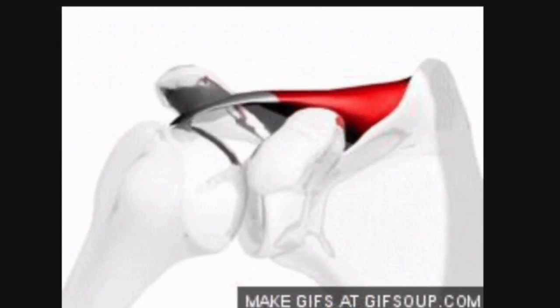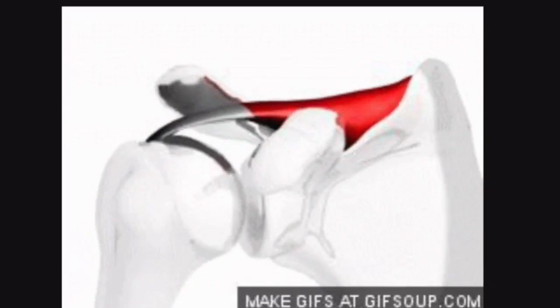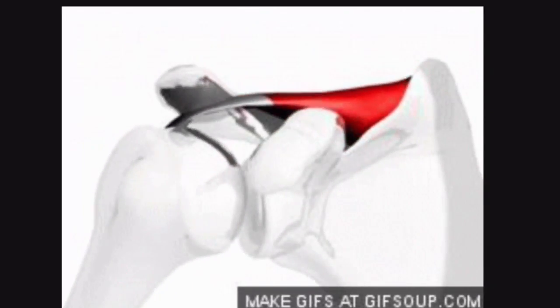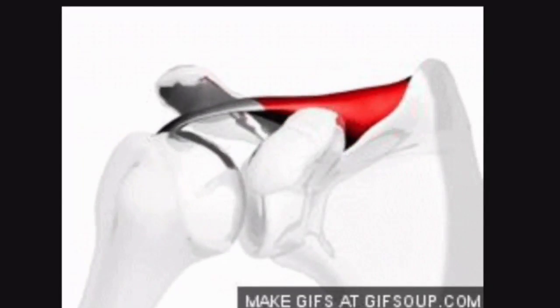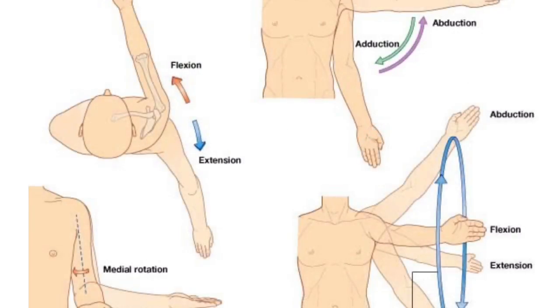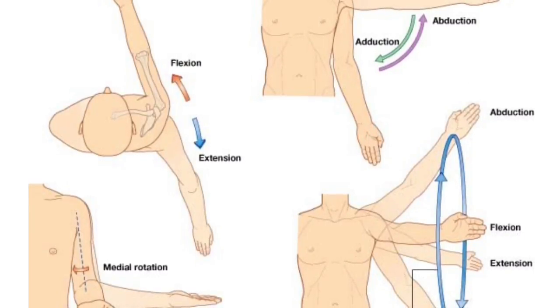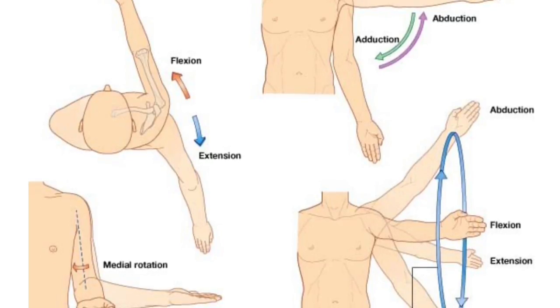The glenohumeral joint has a wide range of movement, more than any other joint in the body. This is because it is a ball and socket joint. The shoulder allows for abduction, which is the elevation of the humerus on the glenoid in the frontal plane.